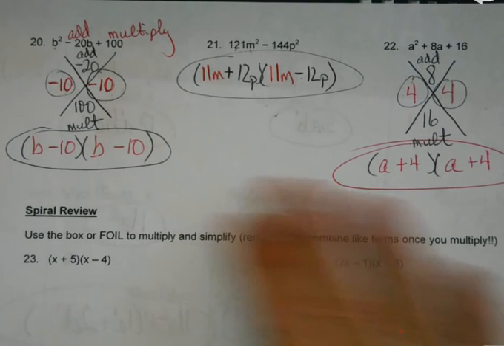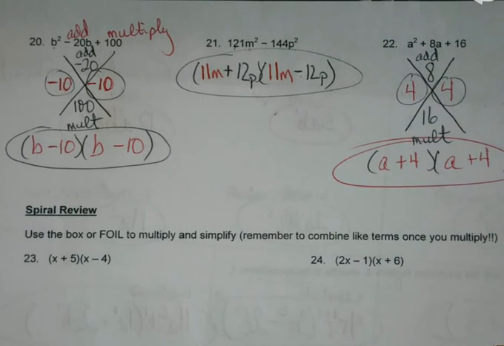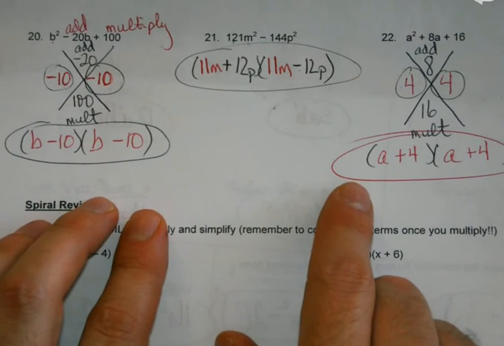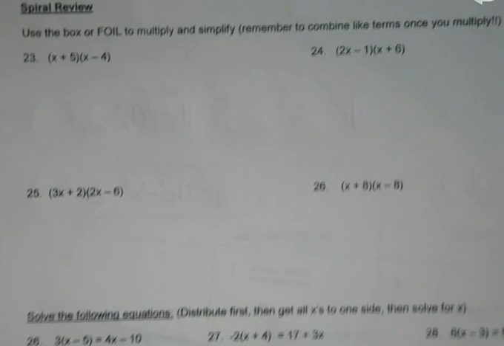So 20 through 22, again, just a preview of what's going to be coming up in our next sections after the quiz. This stuff will not be on the quiz. Okay? Now the stuff at the bottom, absolutely fair game.